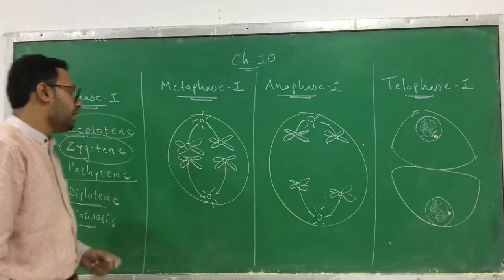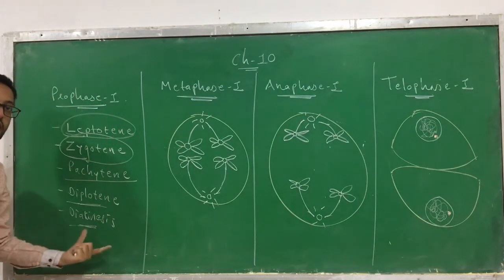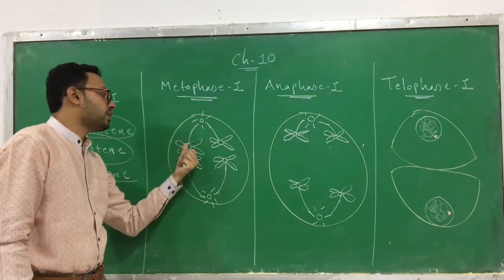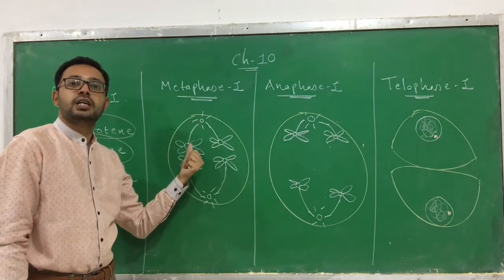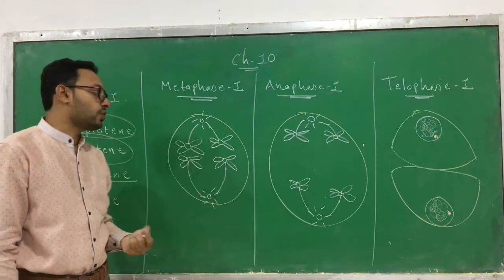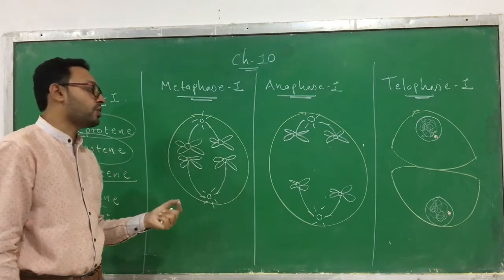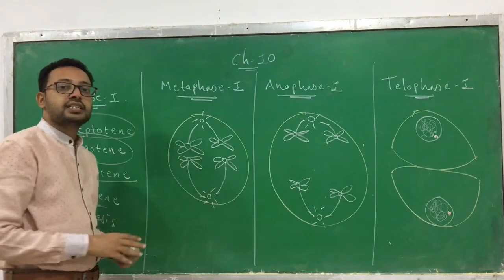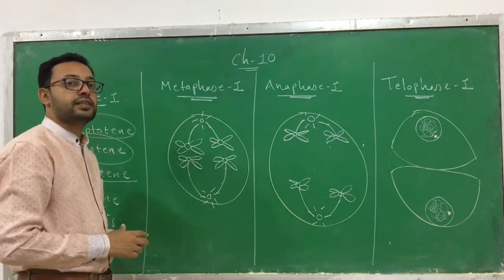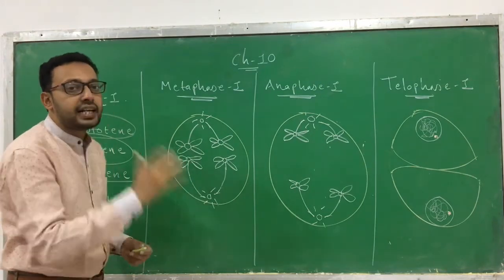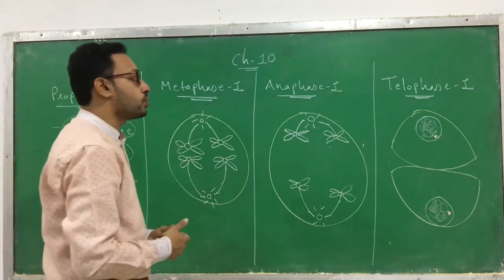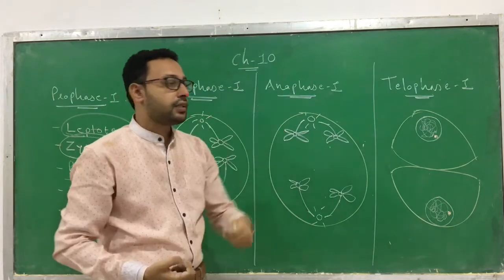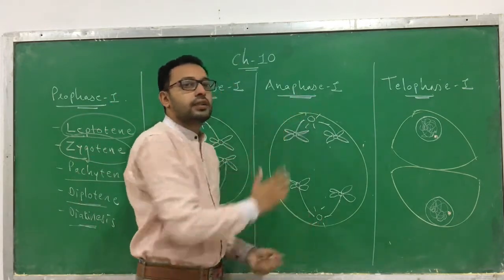I again repeat. After the completion of prophase 1, which is the longest phase, what happens in the metaphase? The spindle fiber attaches with a disc-shaped structure present on the centromere, which we call the kinetochore, and aligns the chromosomes on a single plane or single line, which we call the equatorial plate or metaphase plate. Here it is a phase where you can clearly observe the chromosomes.